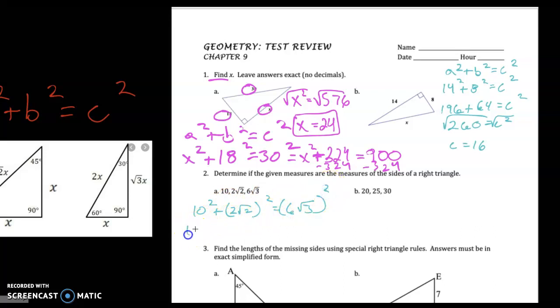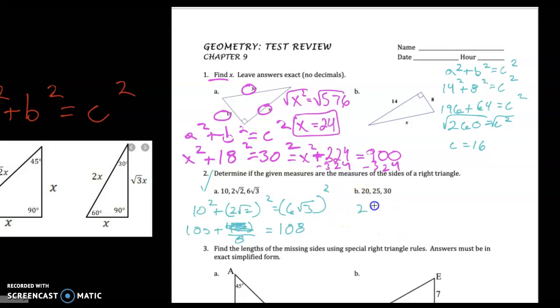Okay, so 10 squared is 100. Square root of 2 squared is 2, so that's going to become 8, right? Equals 6 squared is 36 times 3, because square root of 3 squared is 3. So 36 times 3 is 108. All right, we got 100 plus 8, that's 108. So this is a right triangle.